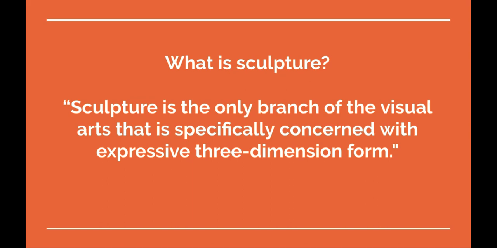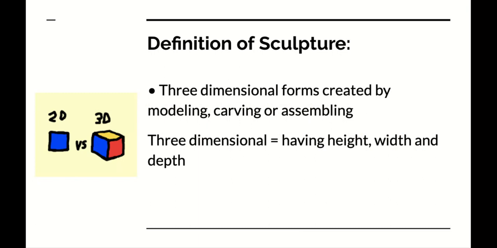So, you might be wondering, what is sculpture? It is the only branch of the visual arts that is specifically concerned with expressive three-dimensional form. So, when we talk about sculpture, we are talking about work that is either a relief, so it stands apart from the background, or sculpture in the round, which means you can walk around it. But either way, it has three-dimensional form.